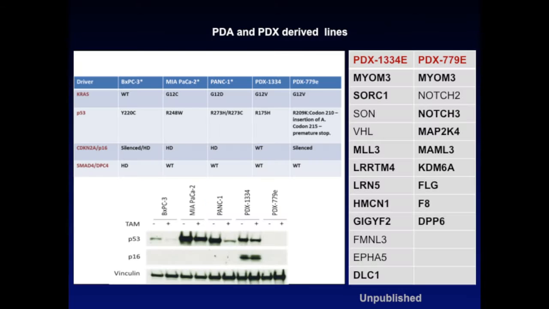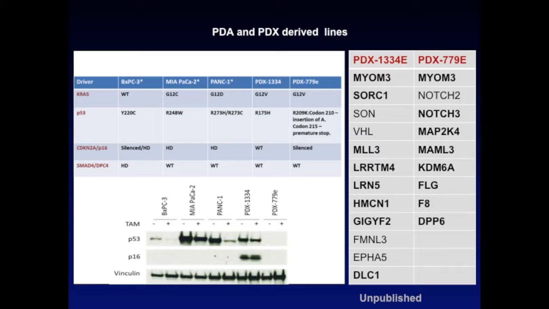So the next step was to move to PDX-derived lines. And this is more recent work that we've been doing with Andy Lowy. I tend to tell people in San Diego, all roads eventually lead to Andy if you're working in pancreatic cancer. And so here, these are two recently derived lines from Andy's lab. 779 is from a primary tumor.